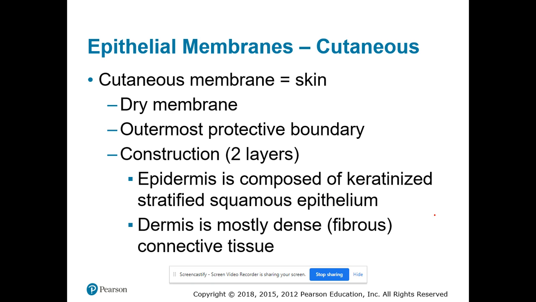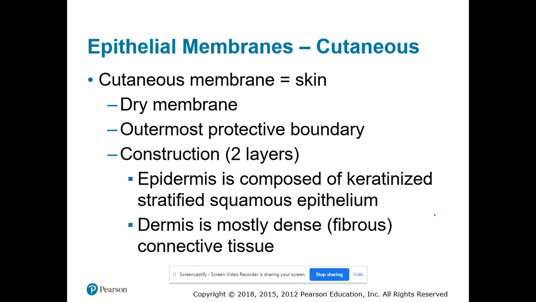Again, the most important one that I said we would talk about is the cutaneous. The cutaneous membrane is your skin. This is a dry membrane. Think about your skin. It can often get pretty dry. The outermost protective boundary of your body is going to be the cutaneous membrane. It is our first line of defense against any bacteria or viruses or things getting within our body.